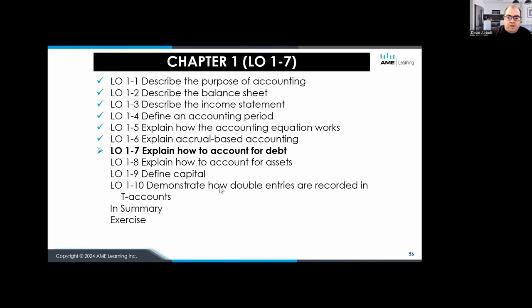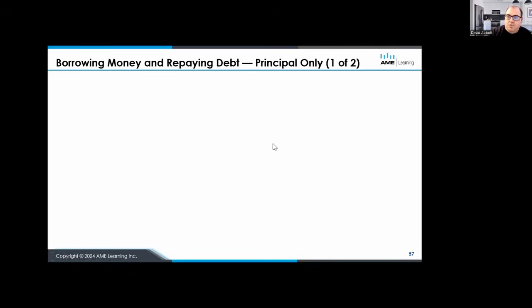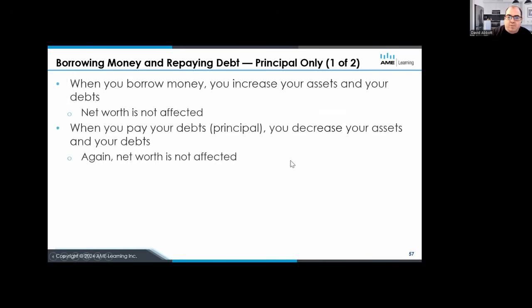All right, so now we're going to talk about how to account for debt. So borrowing money and debt and repaying debt, principal only. When you borrow money, you increase your assets and also your debts or your liabilities. Your net worth is not affected. When you pay your debts, the principal, you decrease your assets and your debts. Again, your net worth is not affected.